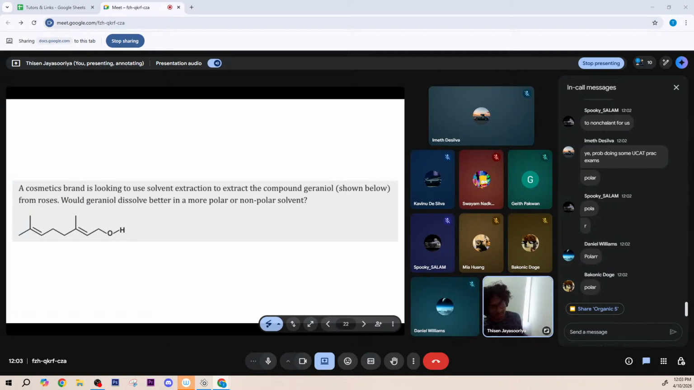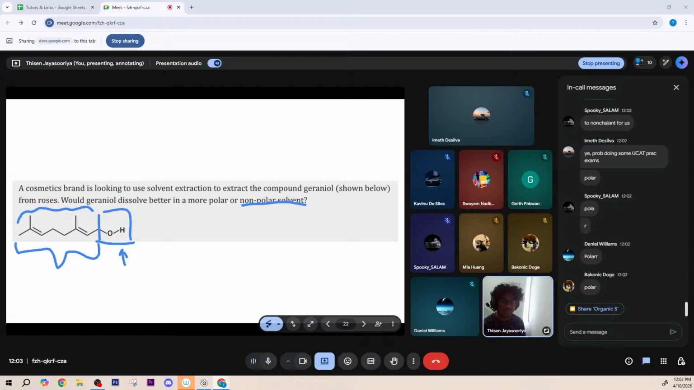So here, I would argue this is a non-polar one, because there's only one polar region over here. It's going to be this part. And we're going to have this huge non-polar region. There's only this small polar region. So it's actually better for us to use a non-polar solvent when doing solvent extraction.